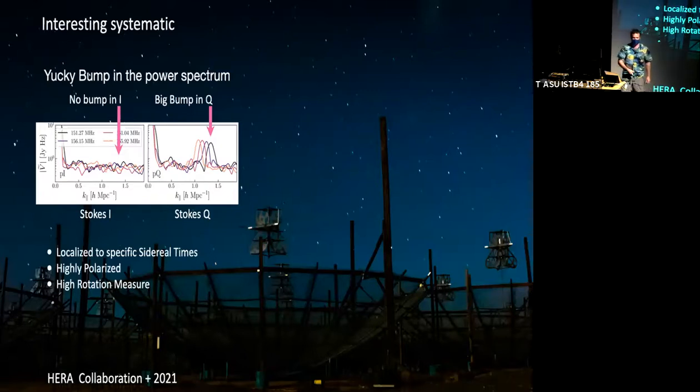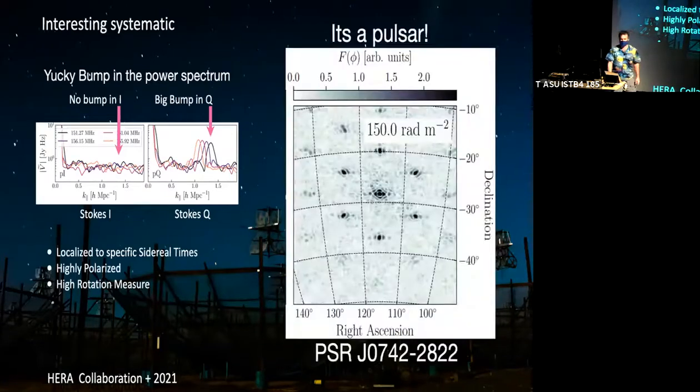And it's only there for certain sidereal times. Every night at the same sidereal time, there it is. It's highly polarized, and the bump moves with frequency. So these different curves are different frequencies, different bands, different chunks of the spectrum. It moves. What can do that? We scratched our heads longer than I care to admit, because it turns out it's a pulsar.